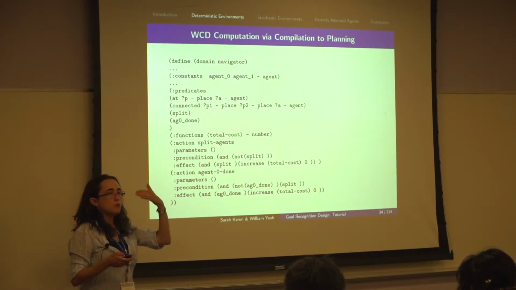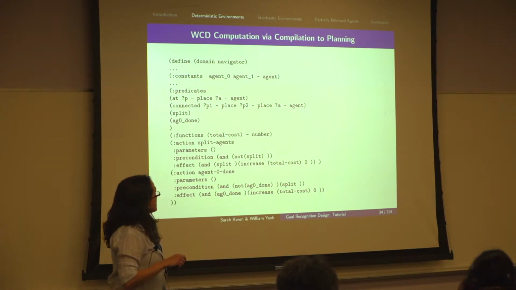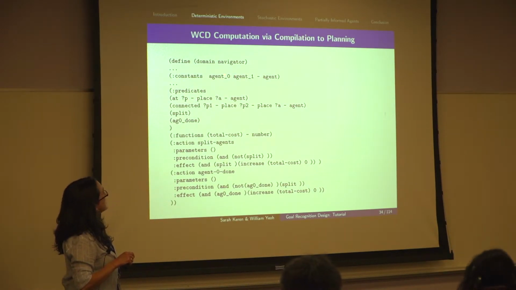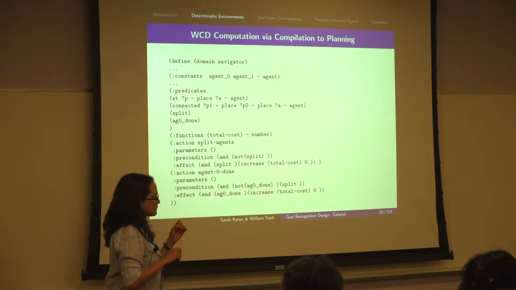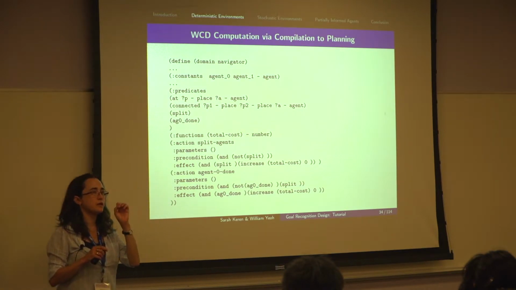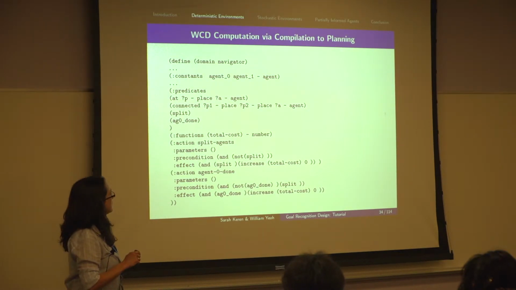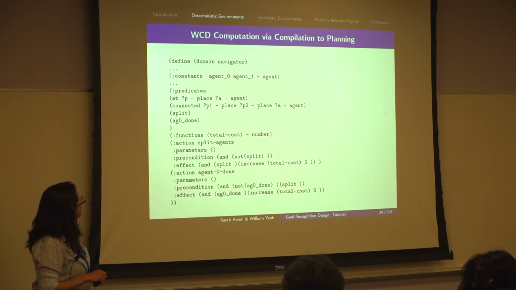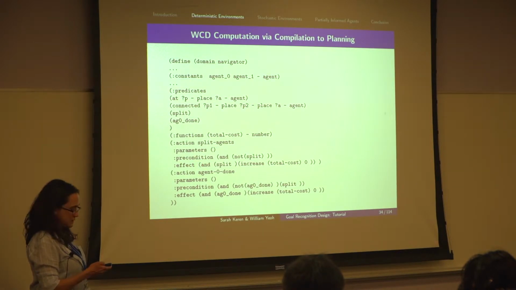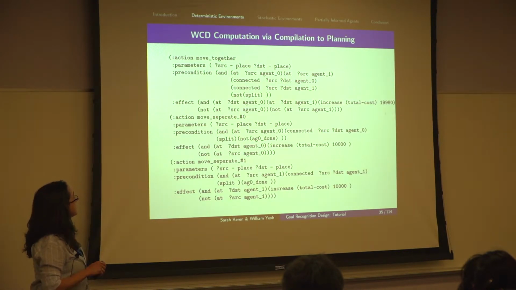And then we compile this into a two-agent problem. So here we have two agents, right? Agent 0 and agent 1. We have predicates that now have the agent component in them. And we have a predicate called split, which indicates whether the agents are allowed to act together or not. They are only allowed to act together in the beginning, because we want a prefix. Once they split, they can't split anymore.